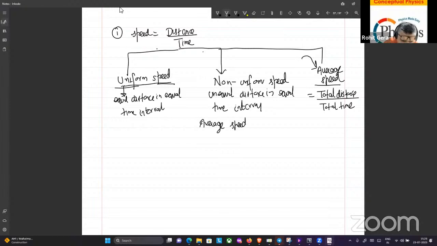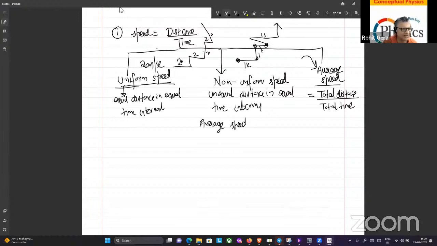This is self-explanatory. You are 20 meters per second everywhere you go. You're 20, 20, 20, 20, 20, right? Non-uniform means you go like this: 20, 30, 40, 50, 60. There is no uniformity, but the time interval which you're referring to is the same. It is 1 second here, 1 second here, 1 second here, 1 second.